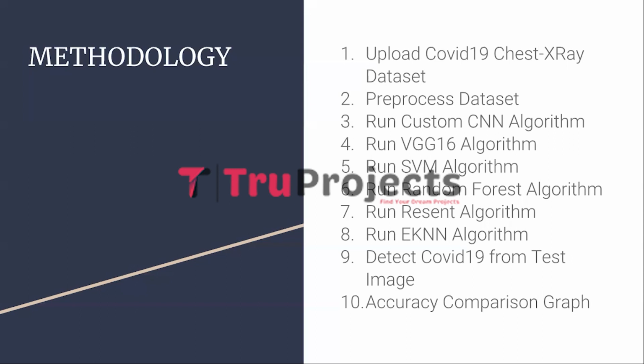And the eighth module is Run EKNN algorithm. In the EKNN algorithm, it extracts relevant features from the chest X-ray images and creates an ensemble of KNN classifiers by training multiple KNN models with different values of K on the extracted features. Use this ensemble to predict the class of a test image either through majority voting or by considering the confidence scores of each classifier. And the ninth module is Detect the COVID-19 from the test image.